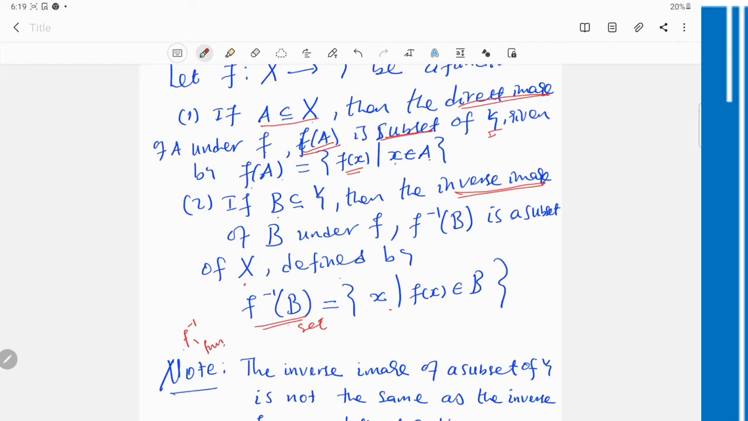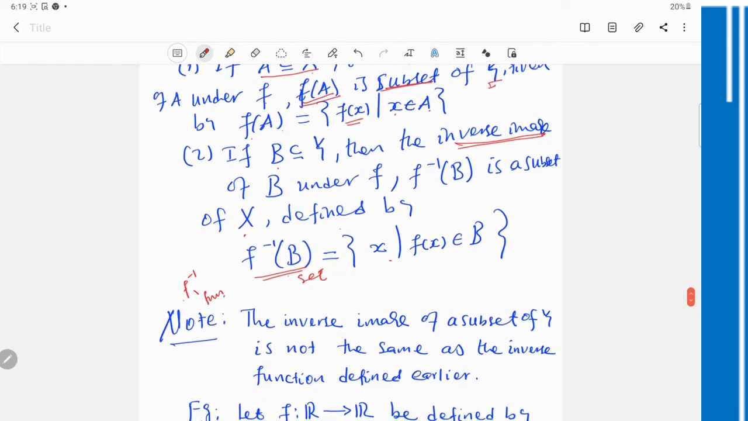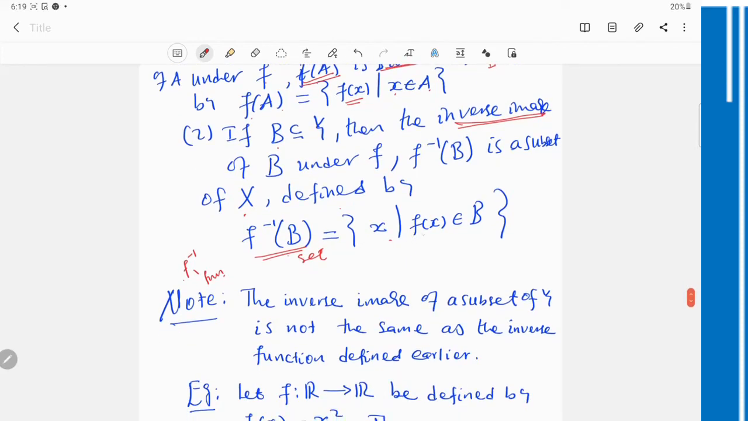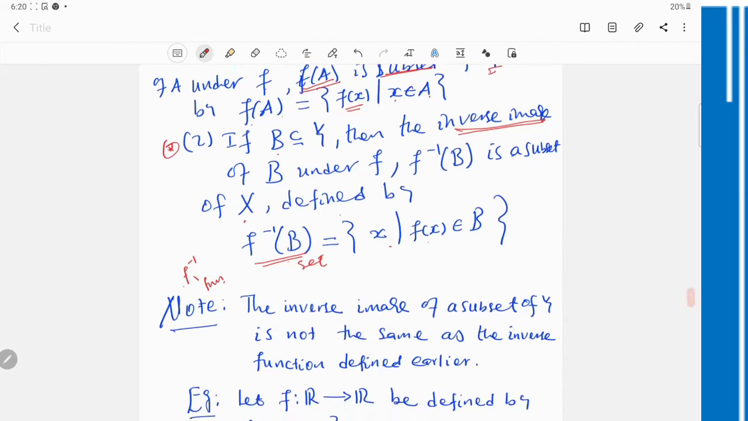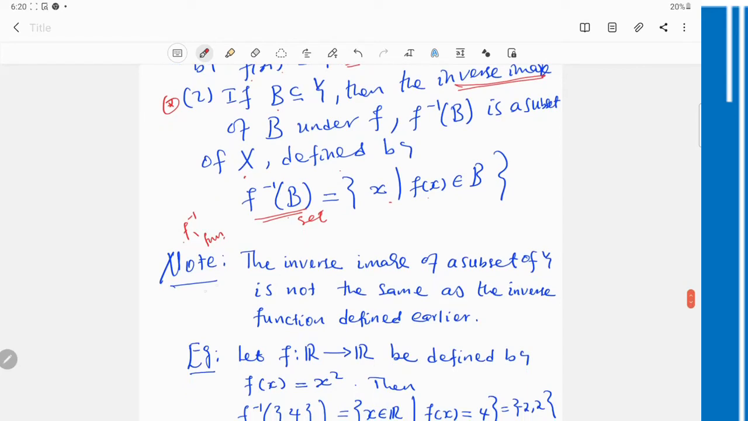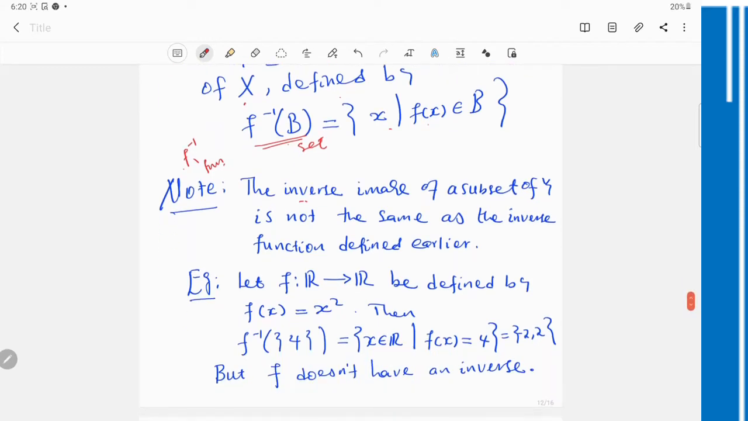So they are different. So this is the set of all x such that f(x) is a member of B. These are two important things you need to remember, so we'll use it later. So this is a remark, because the inverse image is not the same as the inverse function, as I explained before.